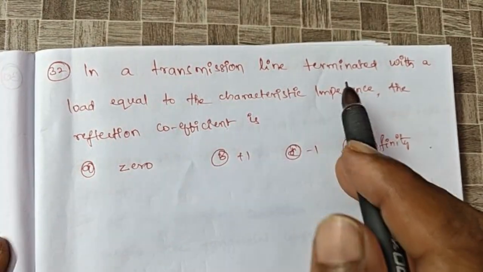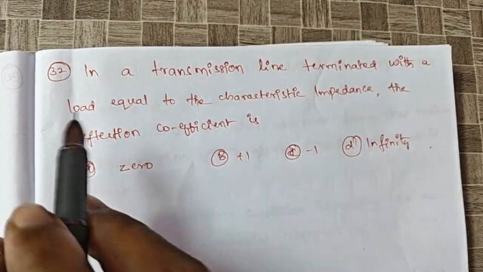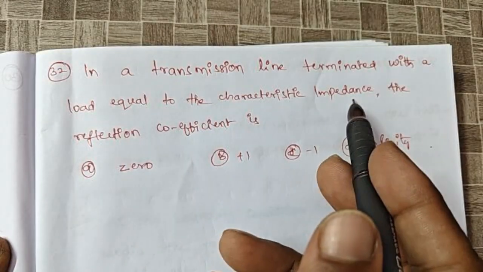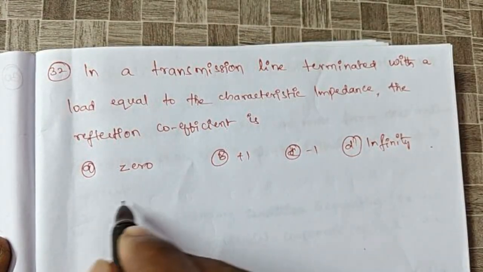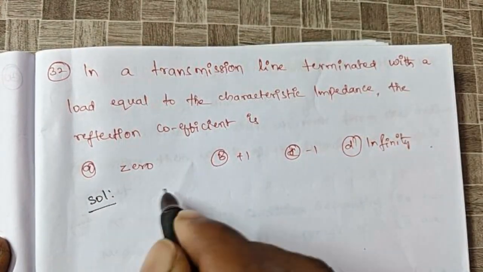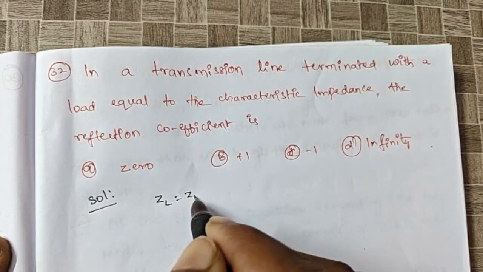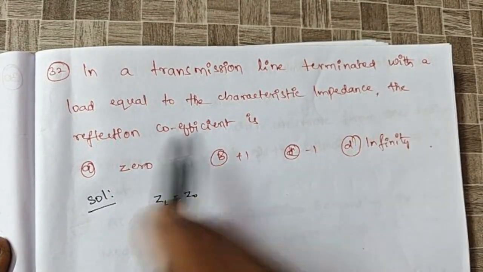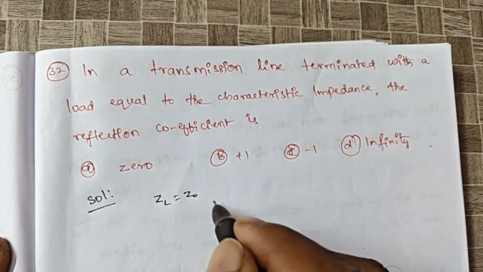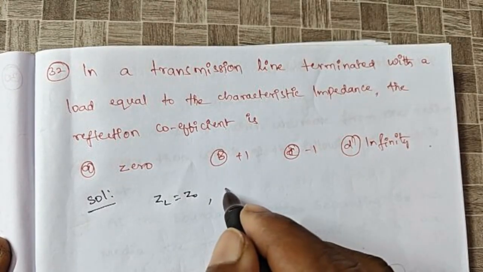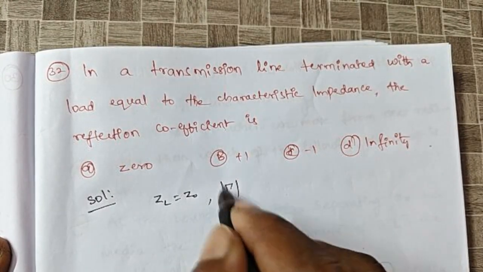Next, in a transmission line terminated with a load equal to the characteristic impedance, that means ZL is equal to Z0. What is the reflection coefficient? The load is equal to the characteristic impedance. What is the reflection coefficient?